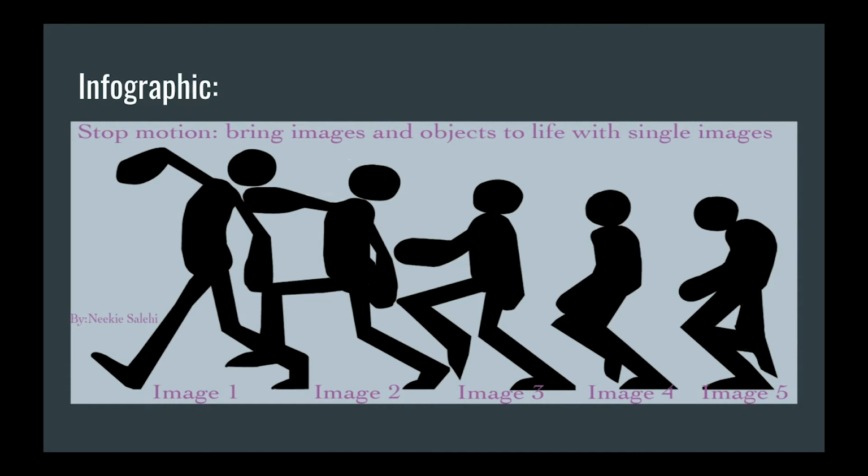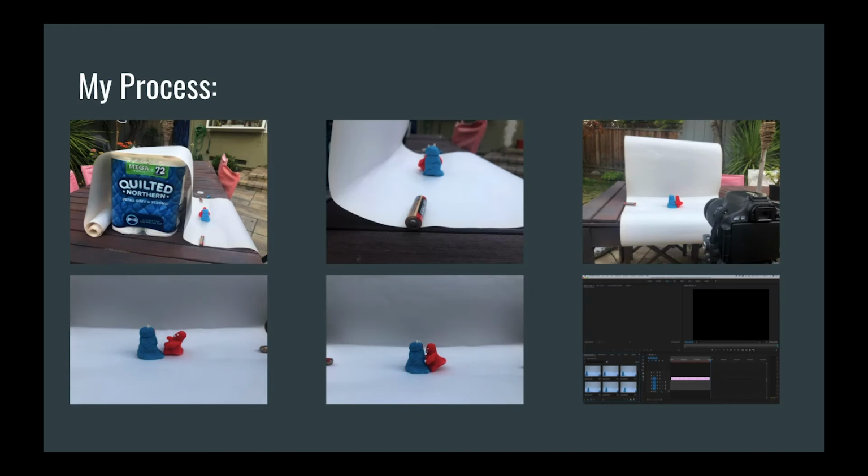I created this infographic to show stop motion in a simple, easy to gather way. So as you can see, image 1 is the start of our walk, and each frame or image is taken so that we show one cohesive motion when they're all put together.